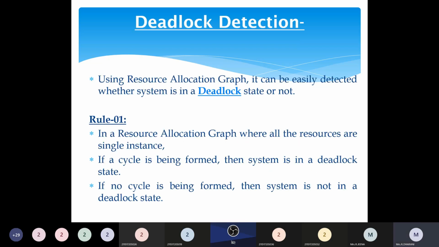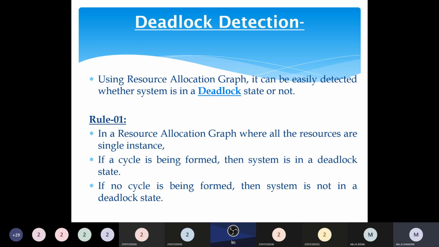Okay, deadlock detection. So why did we study this resource allocation graph? This resource allocation graph will be helpful for us to detect whether a deadlock situation occurs in the system or not. Simply put, using a resource allocation graph, it can be easily detected whether the system is in a deadlock state or not. That is why we are going for this pictorial representation. So we have some rules to be followed to detect the deadlock situation.